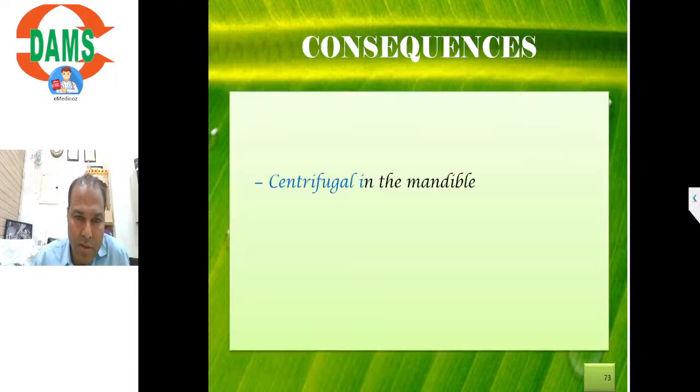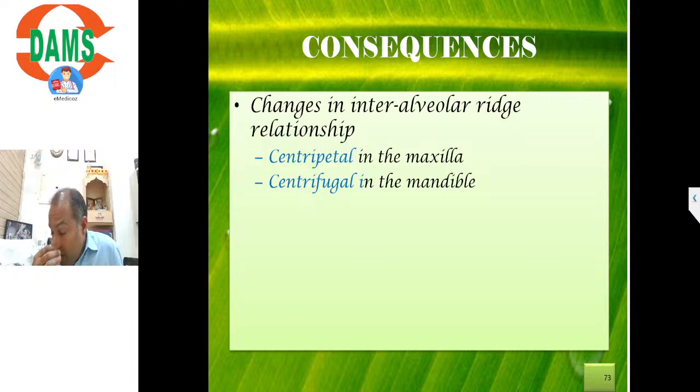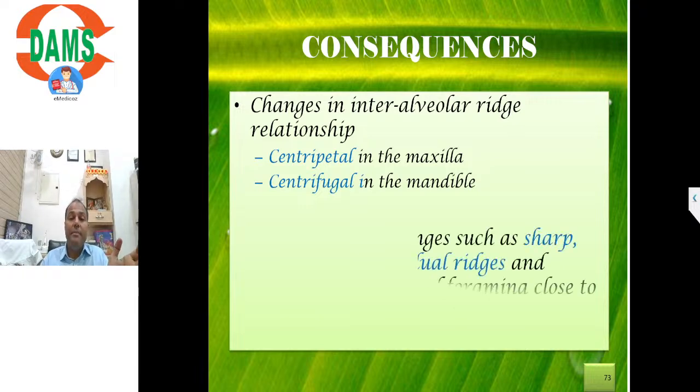What are the consequences? Definitely, resorption of the bone in the maxilla is centripetal, towards the center, which will make the maxilla smaller, and in the mandible it is from inside to outside, so it is more centrifugal, which will make the mandible larger.